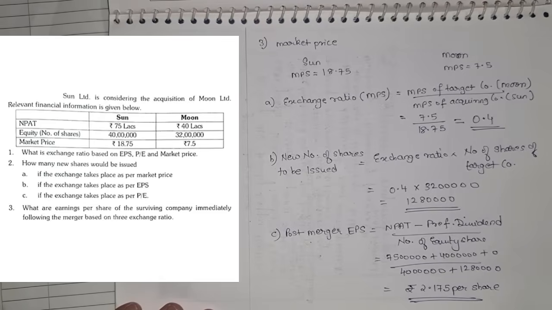Okay. Now let us see the other type of sum where they will be considering net asset value. So we'll have to first find the value of equity share as per net asset value method, and then they'll ask you to find the exchange ratio and the new number of shares. So let us see how to solve those sums.